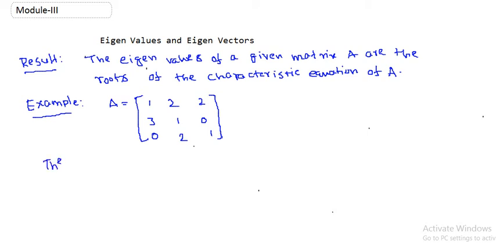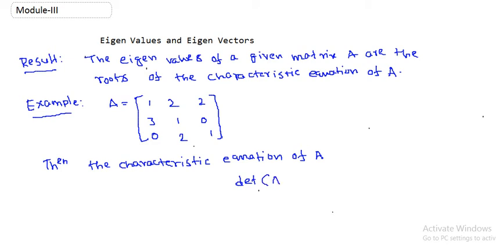Then the characteristic equation of A is basically what we have to do. We have to find the determinant of A minus lambda into I, which equals 0. So how to quickly find the determinant? First, how to find this matrix A minus lambda I? We are not going to write a matrix A, lambda and I each time. Do it in this way.